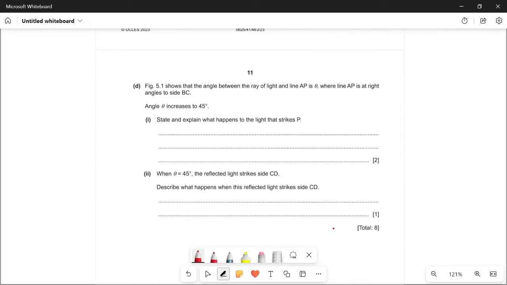D. Figure 5.1 shows that the angle between the ray of light and line AP is theta, where the line AP is at right angles to side BC. Angle theta increases to 45 degrees. State and explain what happens to the light that strikes P.